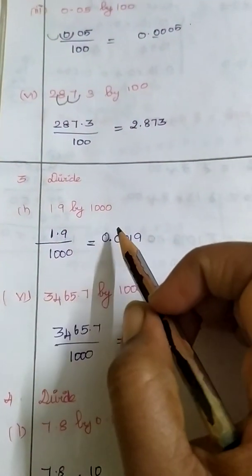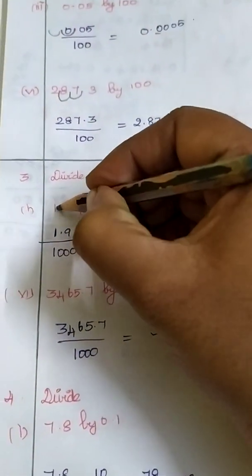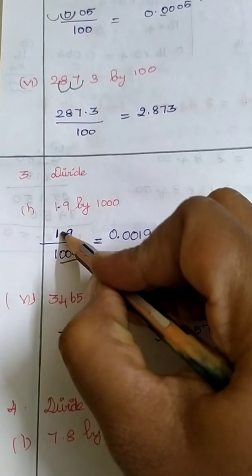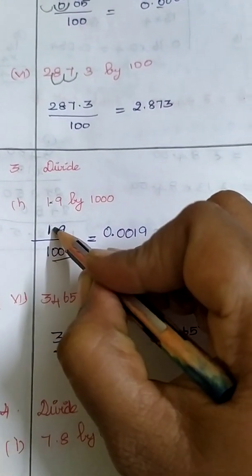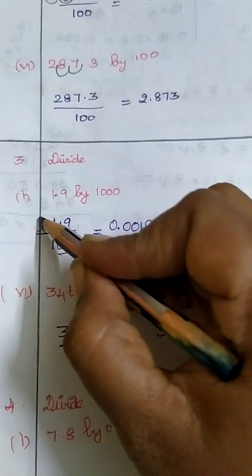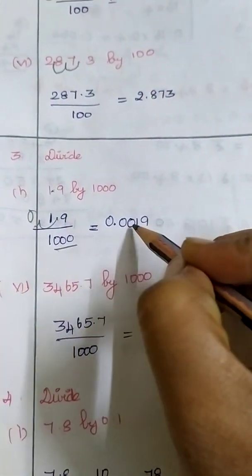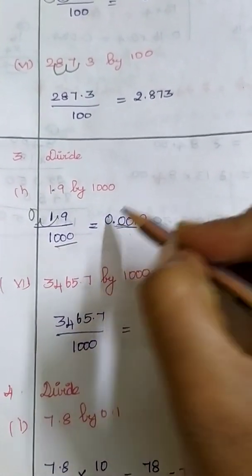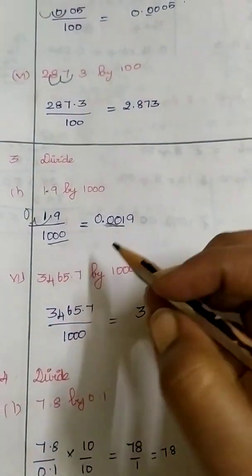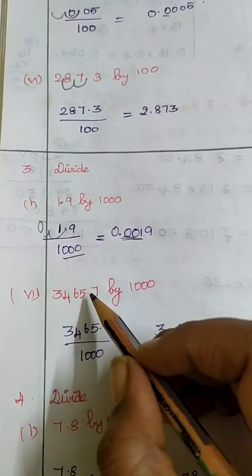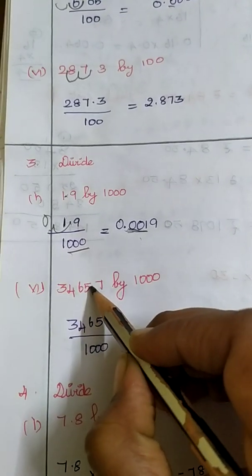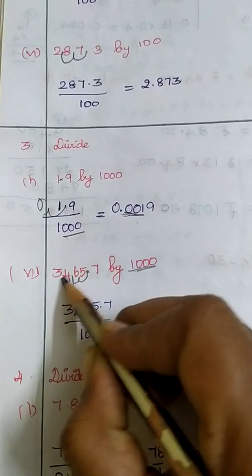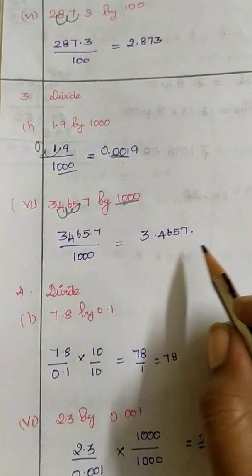Third problem, 1.9 by 1000. In 1000 you have 3 zeros. So you have to move the decimal point left by 3 steps. 1 step, second step no number, so using 0. Again one more step, third step no number, so using 0. So we moved 3 decimal places. Your answer is 0.0019. Again, 3467.7 divided by 1000. How many digits does this decimal point have to move? 3 digits towards the left. 1, 2, 3. So your answer is 3.4677.